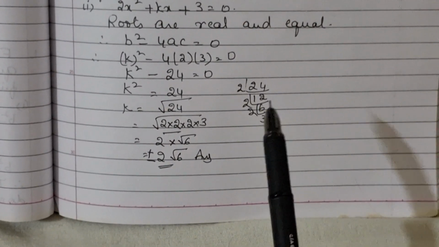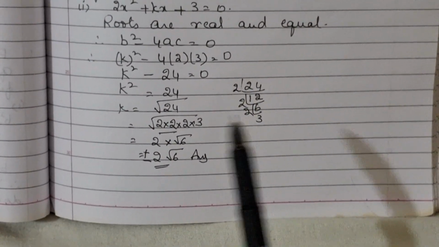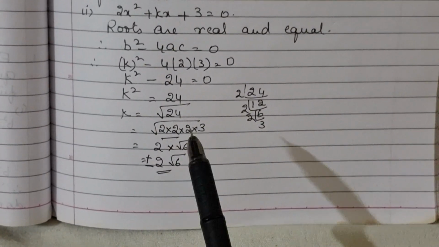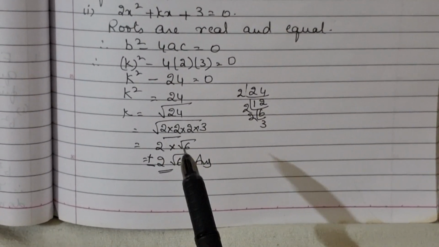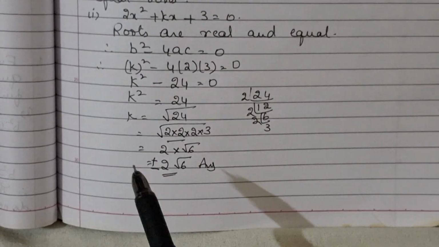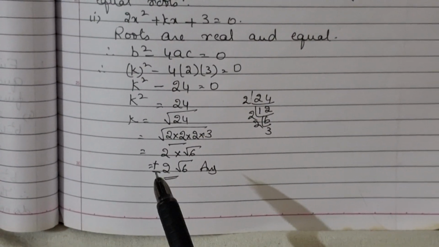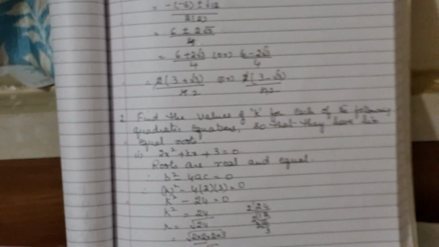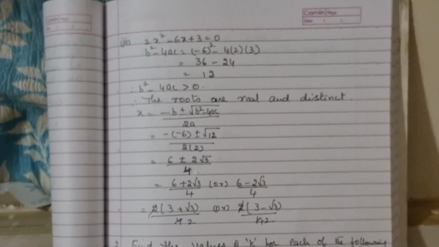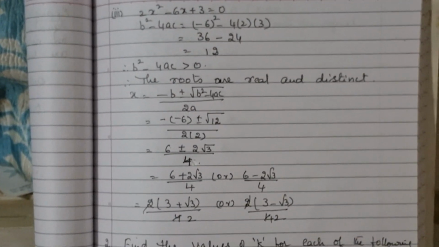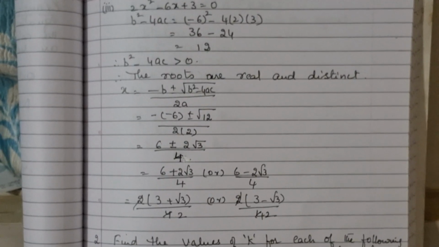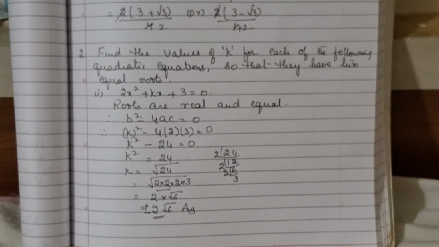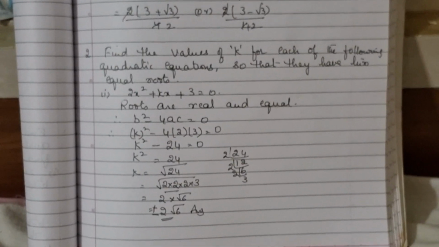So 2 12s are, 2 6s are, 2 3s are. So instead of 2 2s, one 2 comes out and 2 3s are 6. 2√6. So k value is what? Plus or minus 2√6 is the answer, children. So this is the third bit of the first problem, and this is second problem, first bit.